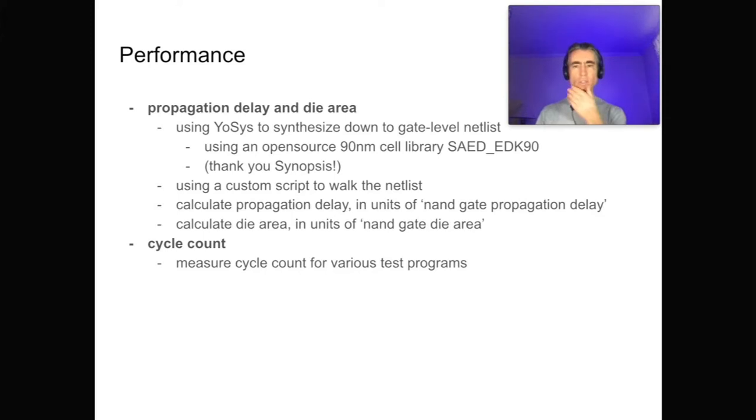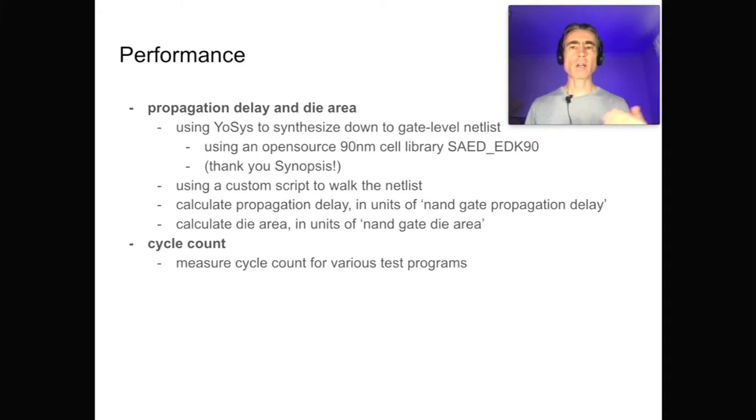All right, performance. There are three measures of performance that we care about. One is propagation delay, one is die area, and one is cycle count. Propagation delay is the time it takes, at each clock cycle, for any changes in flip-flop inputs to propagate through our combinatorial logic. The propagation delay controls how fast we can set our clock speed. So the faster the propagation delay, the higher the clock speed we can use, and the faster we can run our GPU. The cycle count is the number of cycles to run a particular instruction.